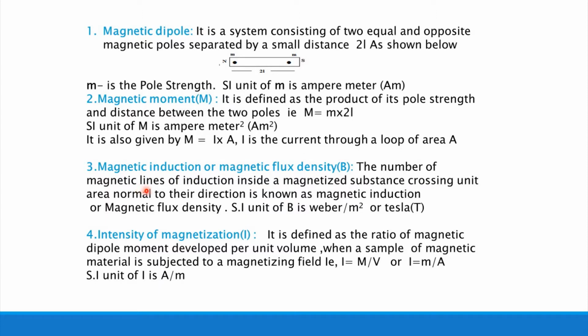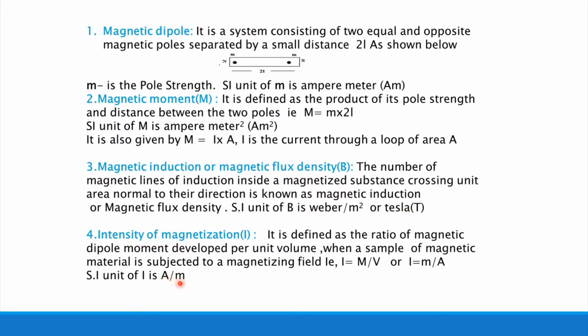The third physical quantity is magnetic induction or magnetic flux density. The number of magnetic lines of induction inside a magnetized substance crossing unit area normal to their direction is known as magnetic induction or magnetic flux density. The SI unit of B is Weber per meter square or Tesla.